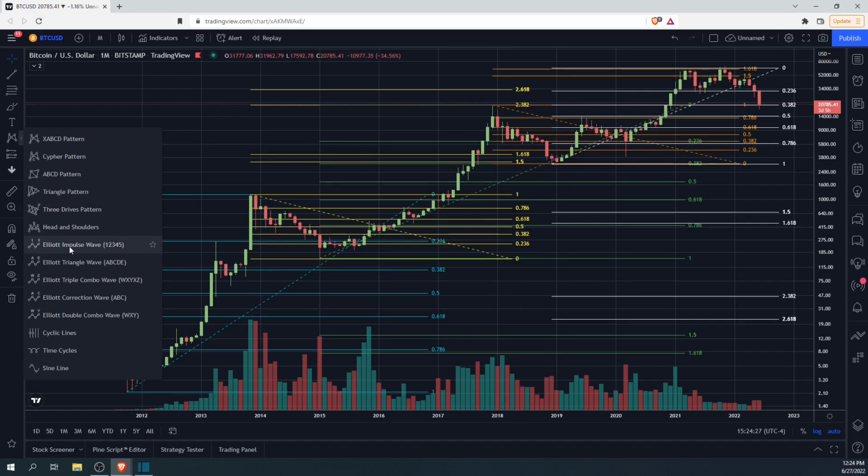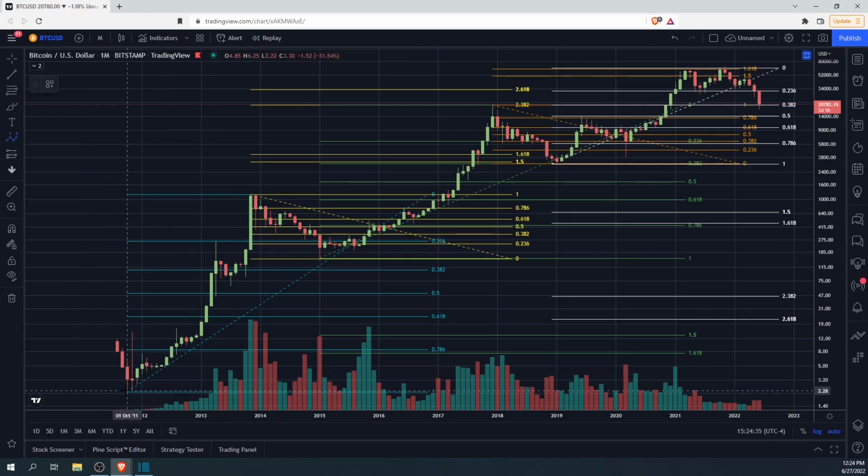So again, we're going to look at our tools over here on the left. We're going to pick our Elliott impulse wave 1, 2, 3, 4, 5, and then we're going to click on that one. And then we're going to start down here at basically 0. In this case, on this chart, it's $2. But if we drew it slightly lower at 0, it would be the same thing.